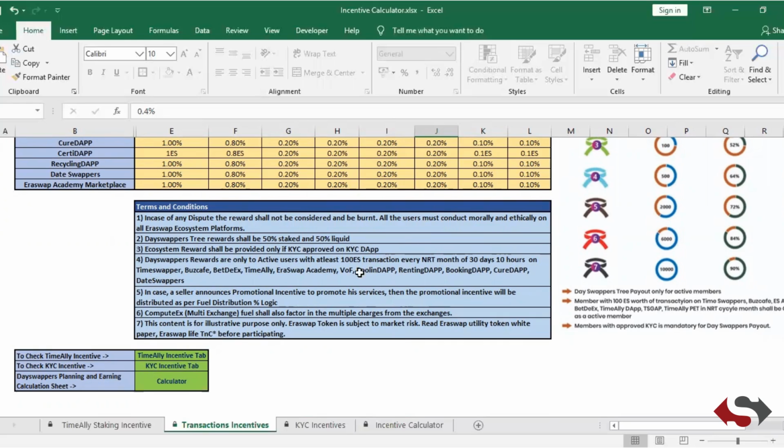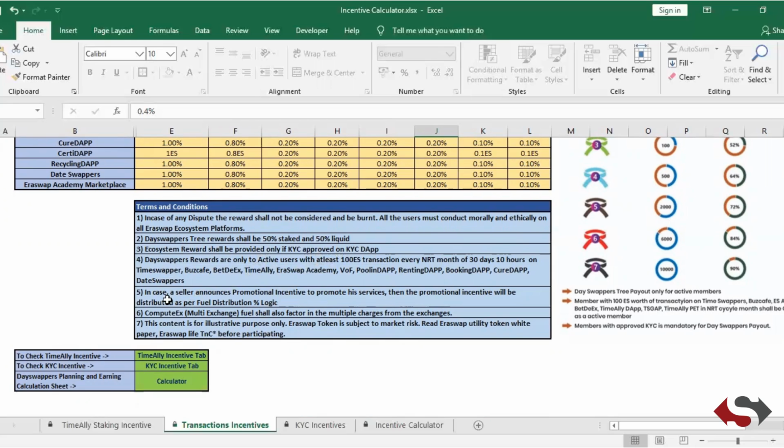So in case you have not done a transaction yet, kindly do so and be active. Have your KYC approved first, because if you do not have KYC, you won't be getting any of the rewards. Not only the data per tree, but even the direct incentive.